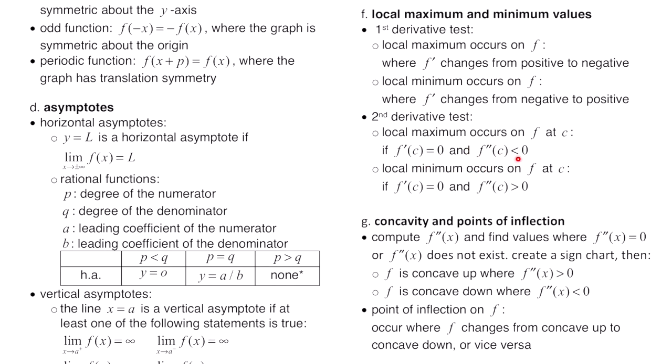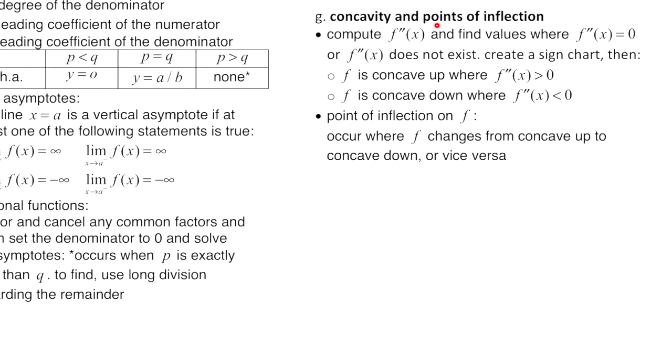If the second derivative is negative, then the graph is concave down, indicating that we have a local max on f. For a local minimum, you take the first derivative, set it equal to 0, and solve. Those values you get, you plug them into the second derivative. If the second derivative is positive, that means that f is concave up, indicating that f has a local minimum at that value c. And finally, we have concavity and points of inflection.